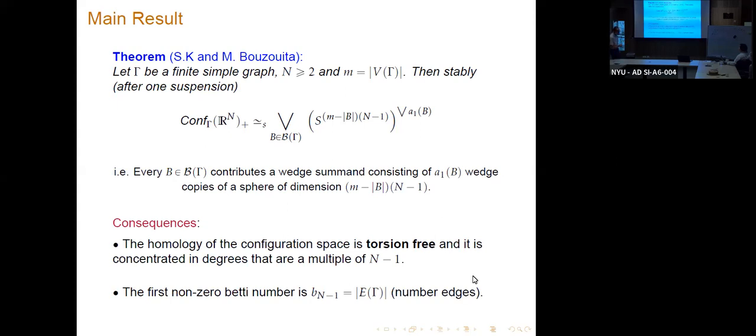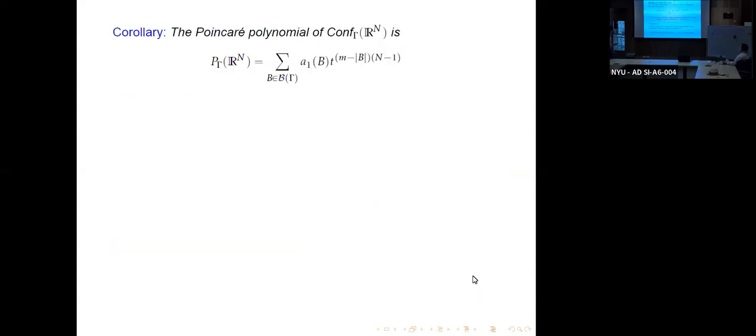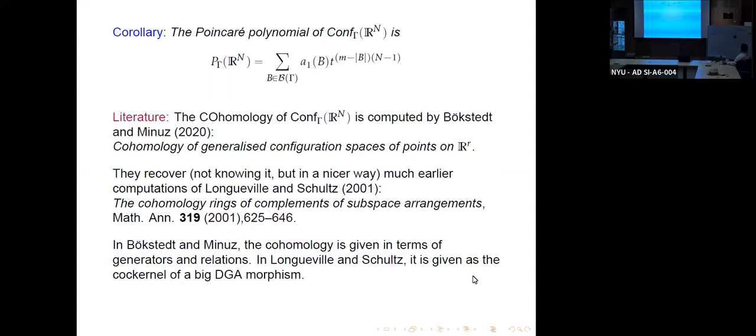Every element of the bond lattice is going to contribute a wedge summand of spheres of this dimension. This is the dimension of the sphere corresponding to this bond element. Every bond element is made out of blocks in the partition complex. And how many of them is it going to contribute? It's going to contribute A1 of B. So let's do an example. And you get the Poincaré series by taking the sum of the spheres.